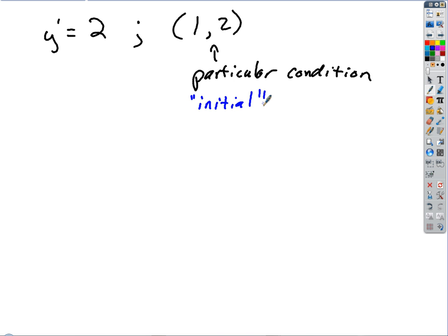And so an initial condition usually implies that the independent variable is going to have a value of 0, but that doesn't have to be the case, right? So just so you're aware of this, at least this is my bias, I think it's better to say particular condition and reserve the word initial for when you're specifically plugging in 0 for the independent variable. But I don't think this book does that, and it's really not a big deal.